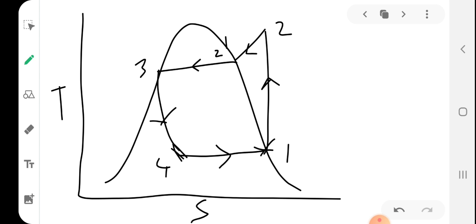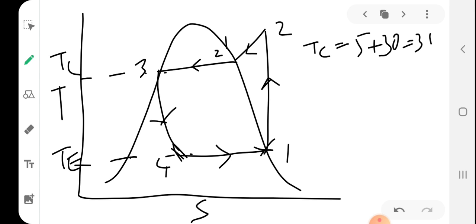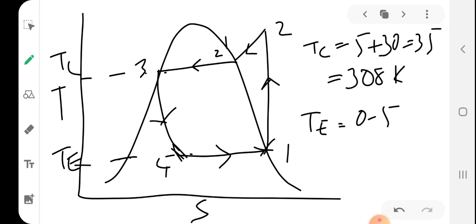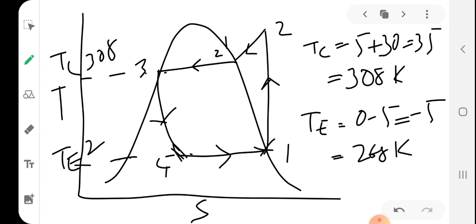So students, this temperature is nothing but TE. This temperature is nothing but TC. TC is 5 degrees Celsius above TA of 30, so it will be 5 plus 30 equal to 35, or 308 Kelvin. Similarly, TE will be 0 minus 5, equal to minus 5, so it will be 268 Kelvin. So this is 308 and this is 268. Now what should be found out?